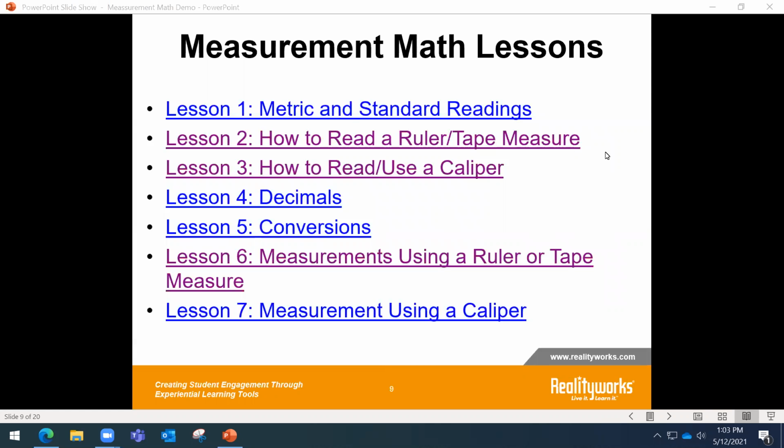So here you see we have 7 different lessons that we walk through and work with students on in this measurement world, from metric and standard readings, how to read a ruler or tape measure, how to read or use a caliper, decimal, conversions, measurements using a ruler or tape measure, and then measurements using a caliper. Now, when we get into our online curriculum, we're going to focus on lessons 2, 3, and 6 to give you a little introduction to that.